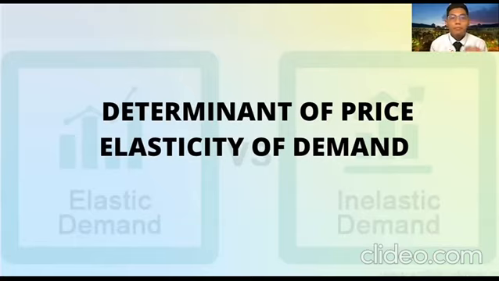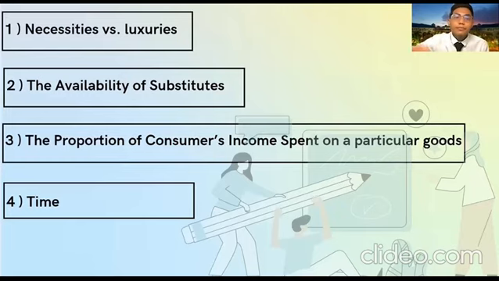For my part, I will further explain the determinants of price elasticity of demand. Basically, for our syllabus, we are covering only these four determinants of price elasticity of demand. The first one is necessities versus luxuries. Second, the availability of substitutes. Next, the proportion of consumers' income spent on a particular good. And the last one is time. In the following slides, I will further explain these determinants.